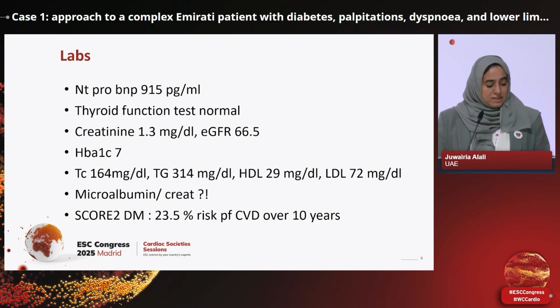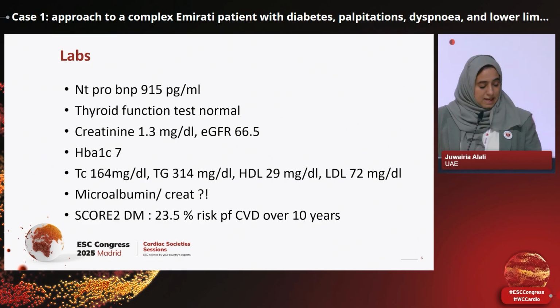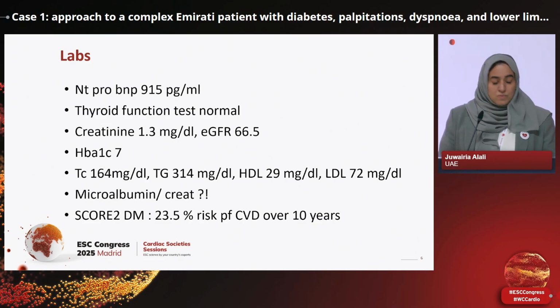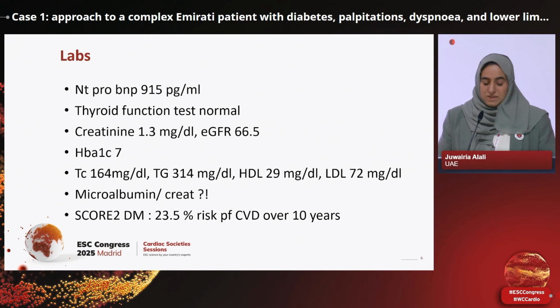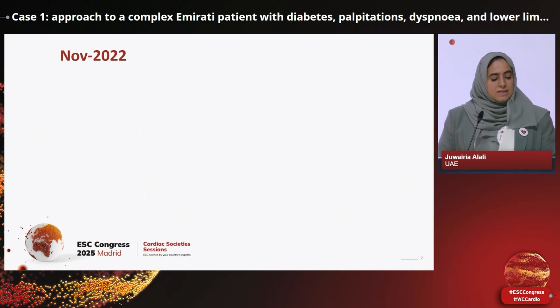And if we calculate his SCORE2-Diabetes, his risk would be 23.5%, which is very high risk. So he's very high risk for cardiovascular disease over the coming 10 years. So this is his initial presentation.